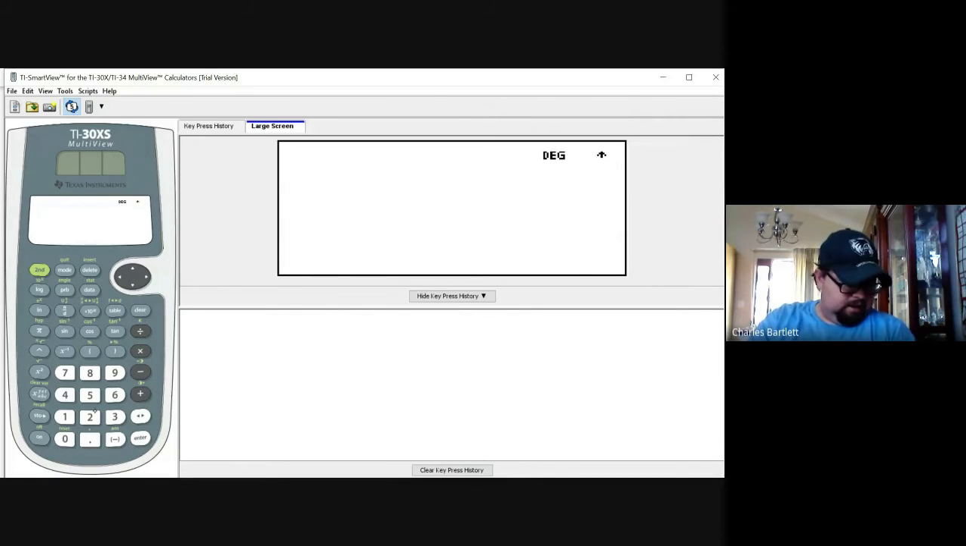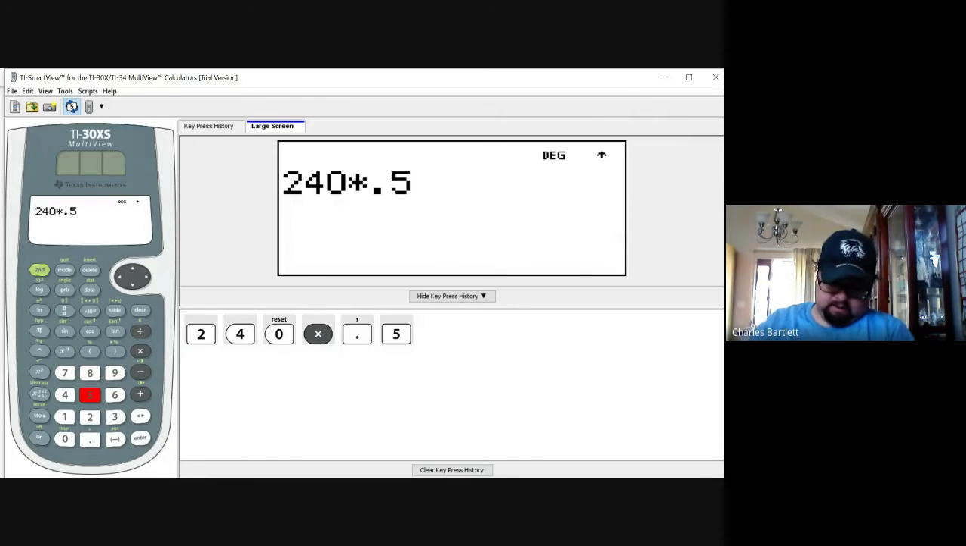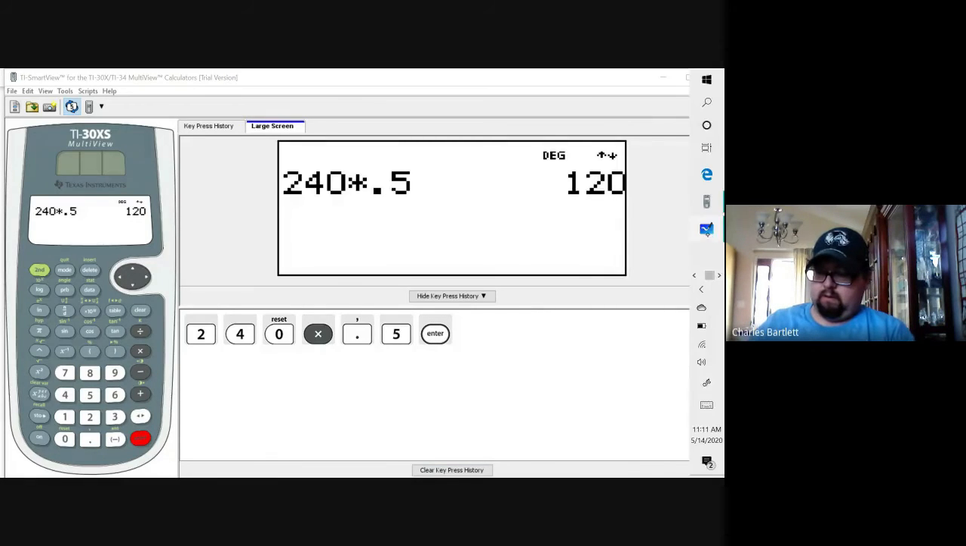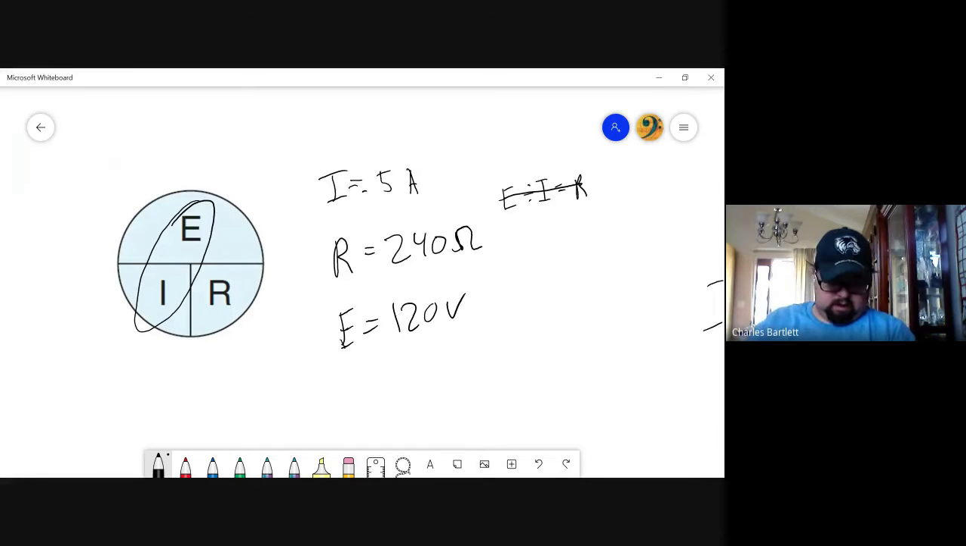And then we also have our 240 times 0.5, enter, to give us our voltage, 120. Okay, so it really is as simple as that.